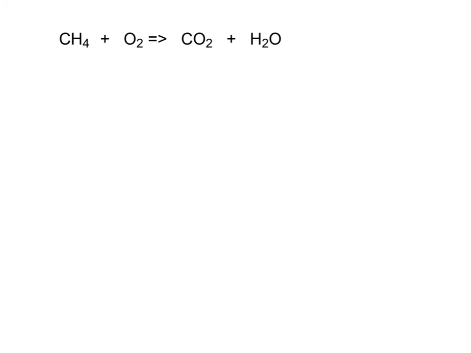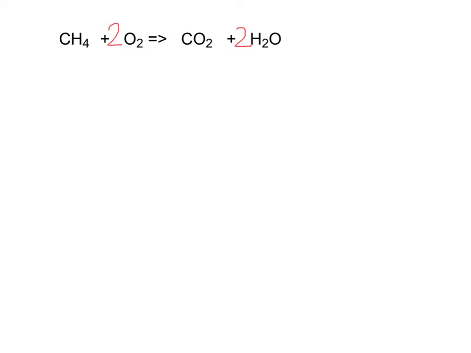So remember, I said before, you start with everything but hydrogen and oxygen, and you do those 2 last. So I have 1 carbon on the left, 1 carbon on the right, 4 hydrogens on the left. On the right hand side I only have 2. So a coefficient of 2 would make 2 times 2, 4. So now I have 2 oxygens on the left. On the right I have 2 plus 2 oxygens. So I'm going to make it 2 on the left. I'm going to put a coefficient of 2.